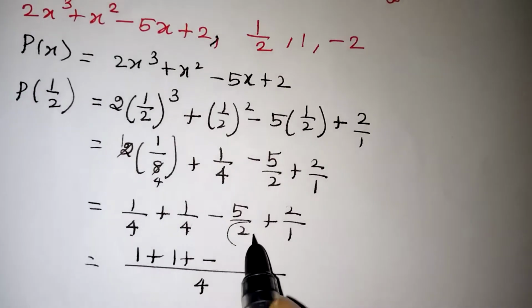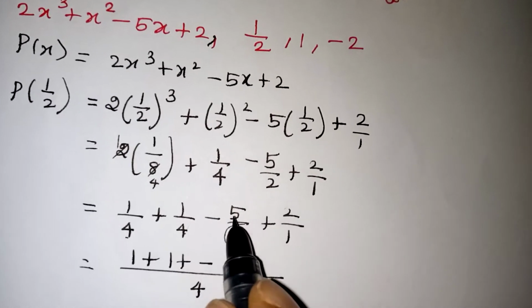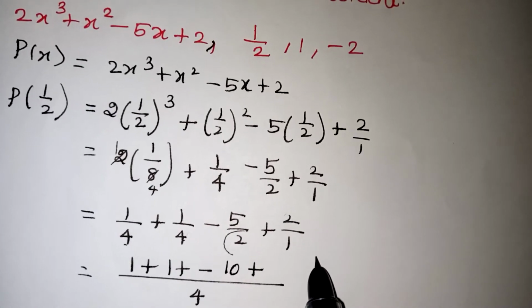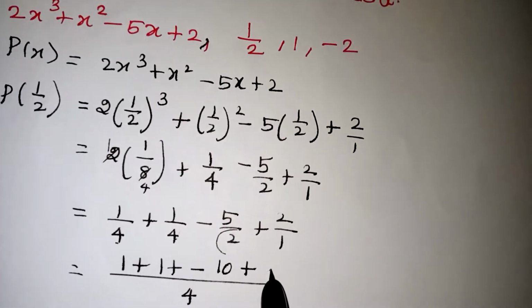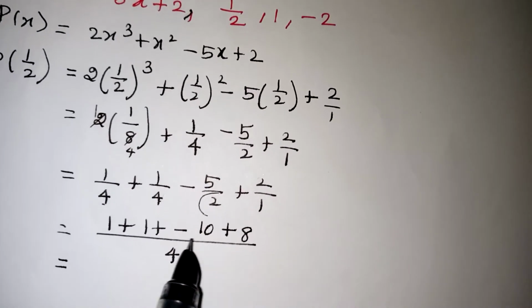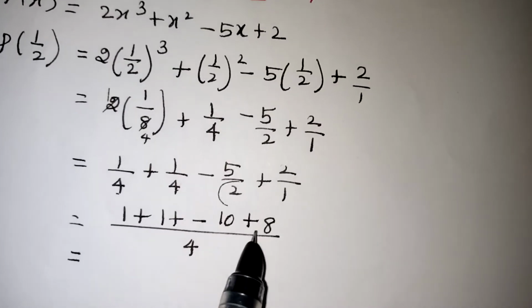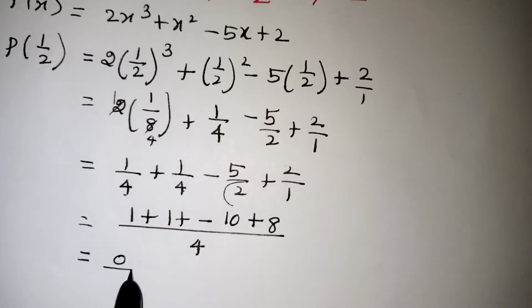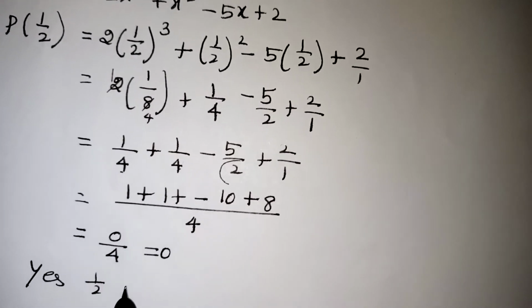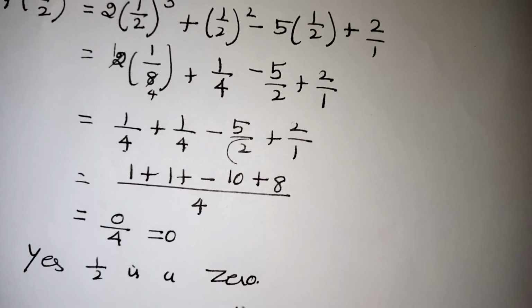Minus here only 2 is available. To make it into 4 I have to multiply by 2 here, so here also I should multiply by 2. So 5 2s are 10. Then plus 2 by 1, so into 4 I need it, 4 2s are 8. Here all the numbers are plus, only one number is minus. So 1 plus 1 is 2, 2 plus 8 is 10, 10 minus 10 will give you 0. So 0 by 4 is equal to 0. So yes, 1 by 2 is a zero because it's satisfying the equation. So the first zero which is given is correct.